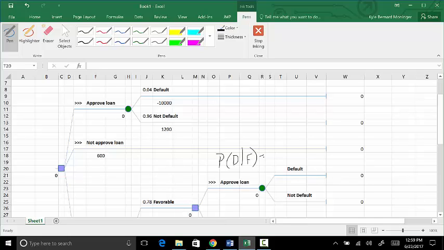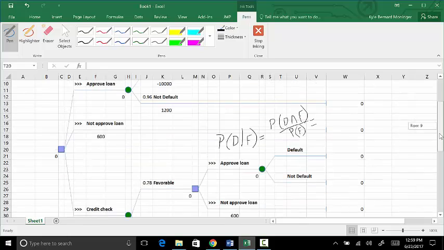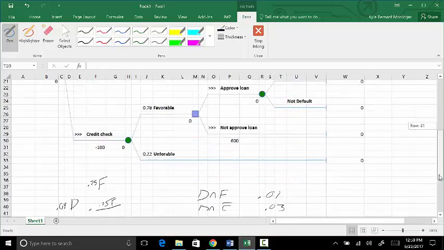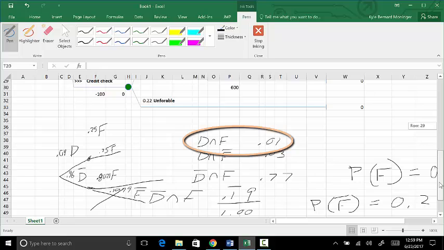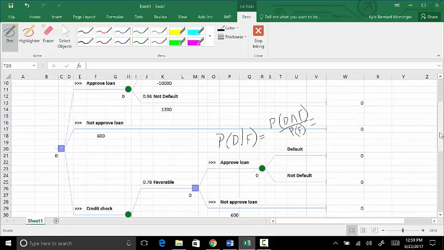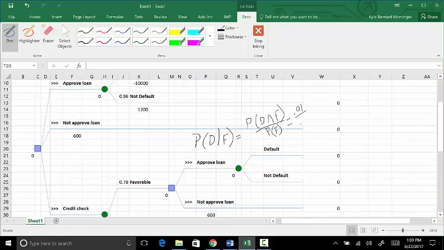So I have to compute that probability by taking the joint over the given information. I have all of these pieces here from my tree. I need probability of D and F, 0.01, over the probability of F, 0.78. Gives me a final probability, 0.013. So that 0.013 goes right here.